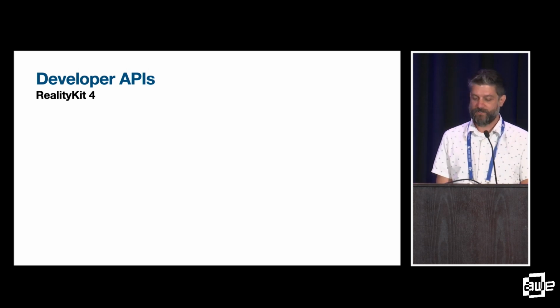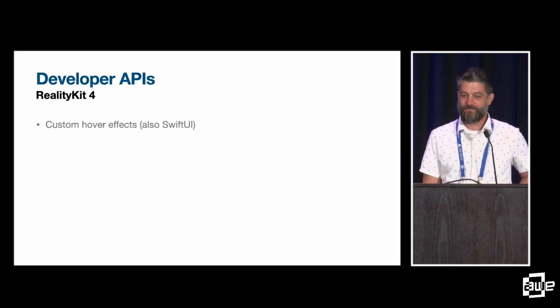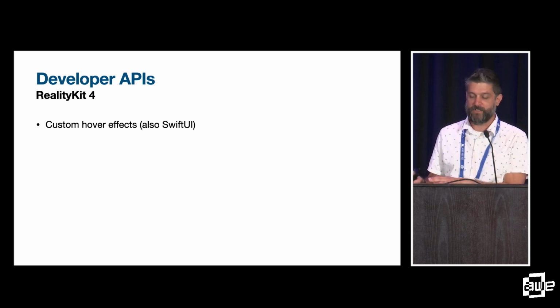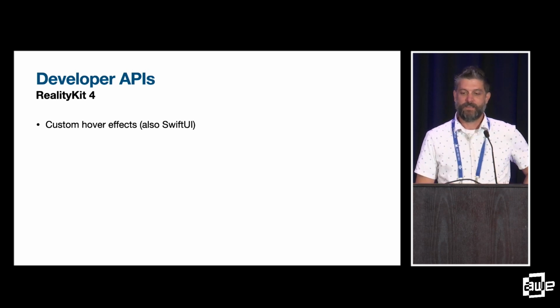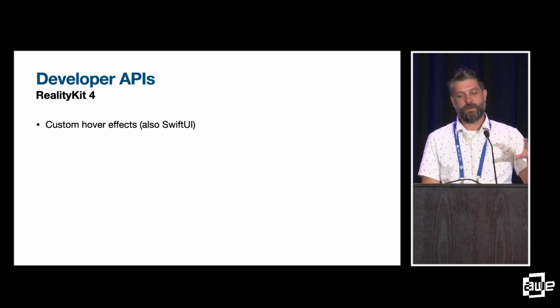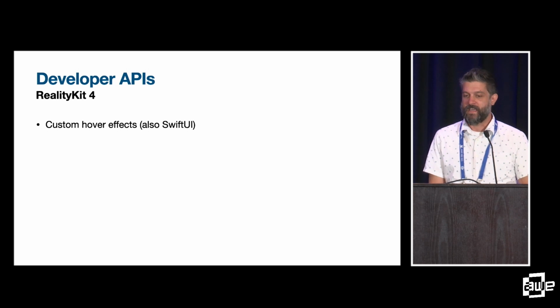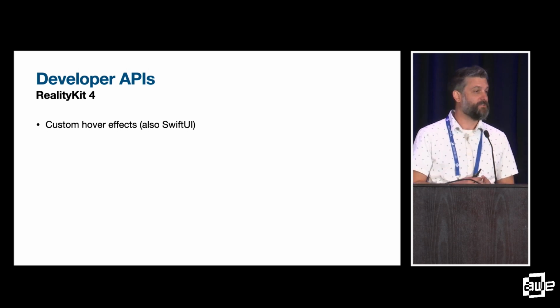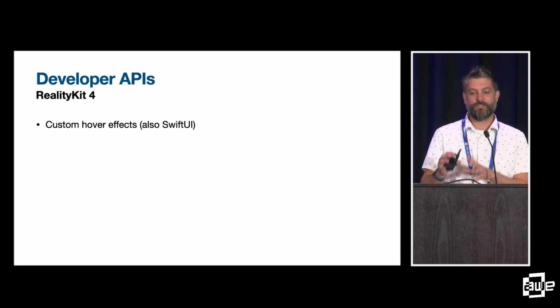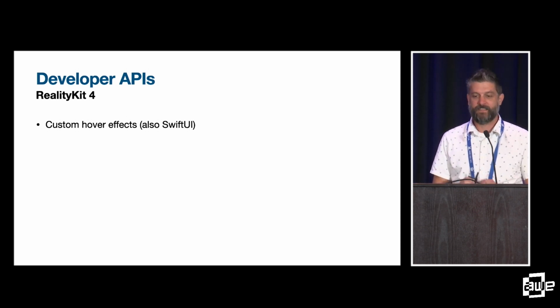All right, jumping into RealityKit 4. This is some of the stuff that I was the most excited about. First is custom hover effects, which is also available in SwiftUI outside of RealityKit. But in visionOS 1, all we really got was this little spotlight effect when we wanted to add an effect when someone looks at something. And Apple's big on privacy, so they don't let you execute any code when someone's looking at something. You can only use these kind of limited APIs around hover effects.